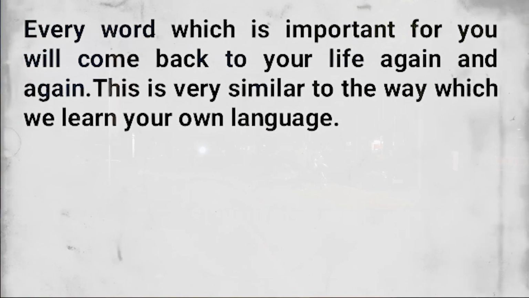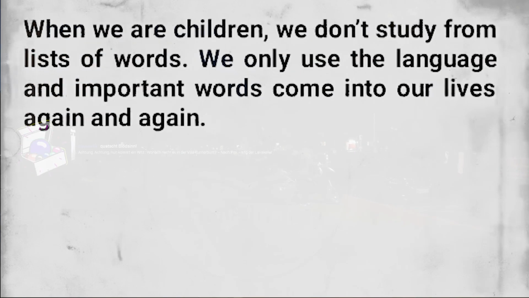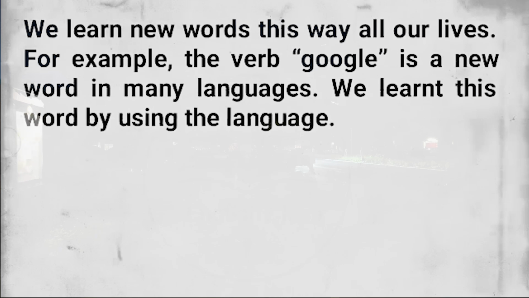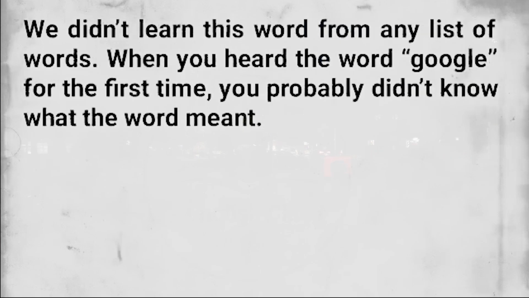This is very similar to the way which we learn our own language. When we are children, we don't study from lists of words. We only use the language, and important words come into our lives again and again. We learn new words this way all our lives. For example, the verb Google is a new word in many languages. We learnt this word by using the language. We didn't learn this word from any list of words.